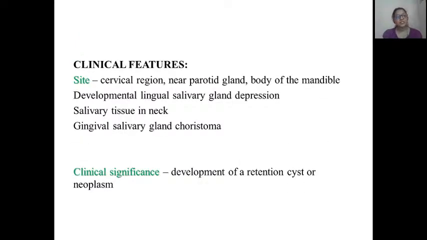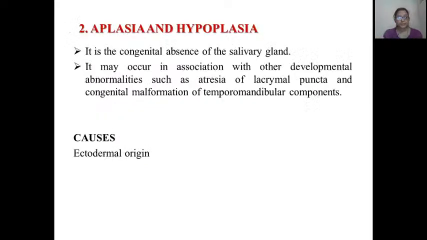Its clinical features are that it can be present in any cervical region, near the parotid gland, body of the mandible, developmental lingual salivary gland depression, salivary tissue in the neck, gingival salivary gland choristoma. Choristoma is a tumor that arises from the various germ cell layers. Its clinical significance is that it may develop a retention cyst or a neoplasm.